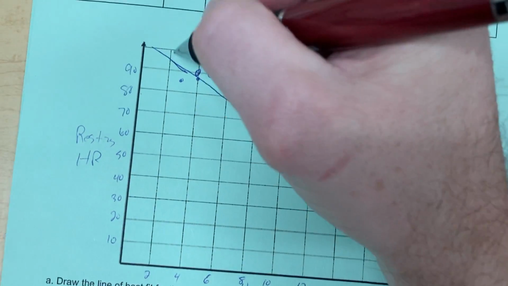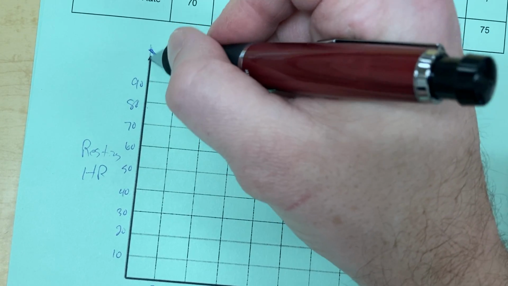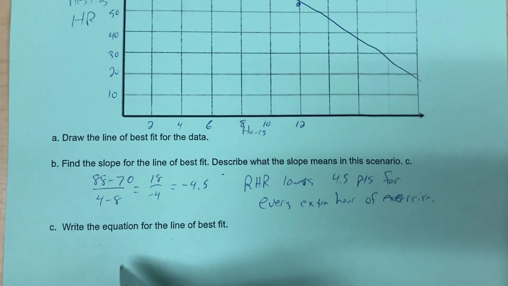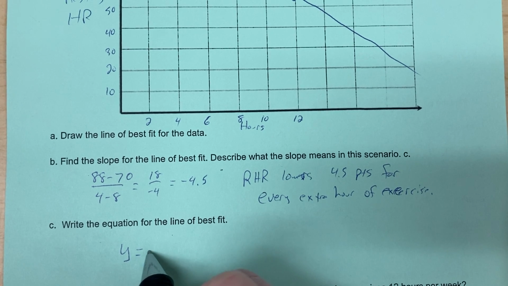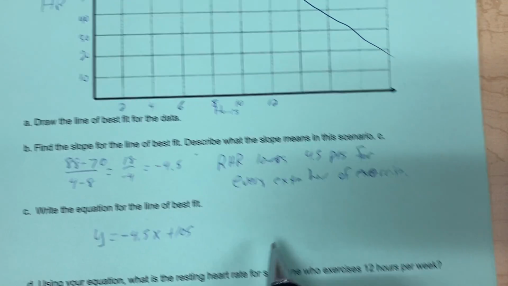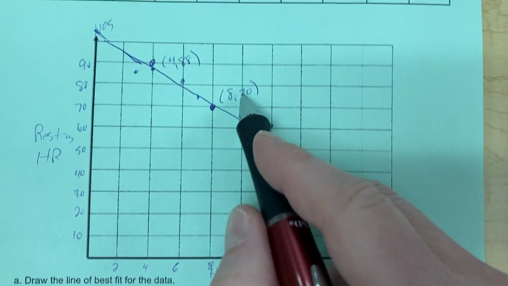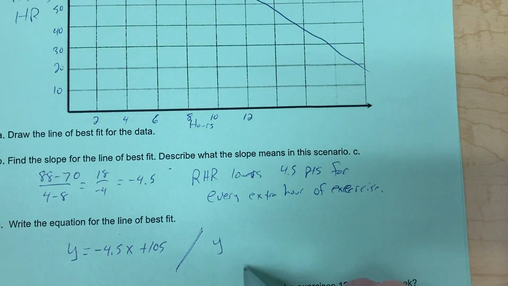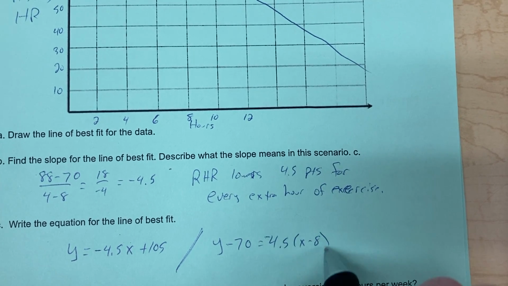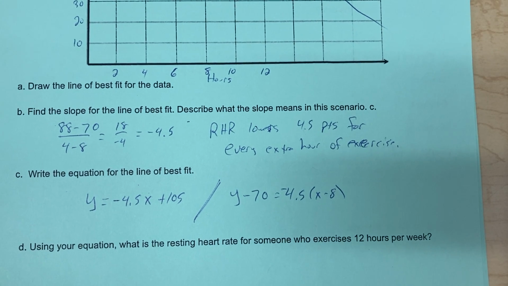Write the equation of best fit line. So what I'm going to do is come back up. I'm going to say, well, what's the y-intercept? The y-intercept looks like it's about, say, 105. If I had to guess, it's just a little over 100. So I'm going to say that y is equal to my slope, -4.5, times x, plus 105. That's one idea. Another idea would be to take one of those points. Let's say you take 8, 70, and you could go y minus y equals slope times x minus x. Either one of those ideas would be acceptable. They both do a good job.